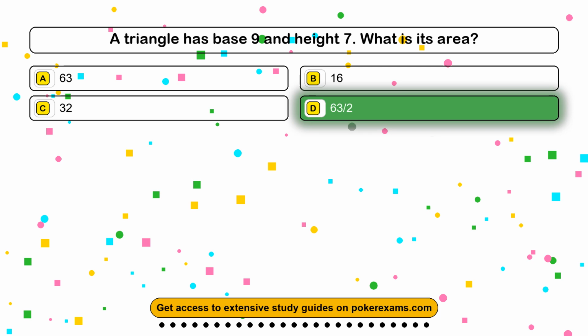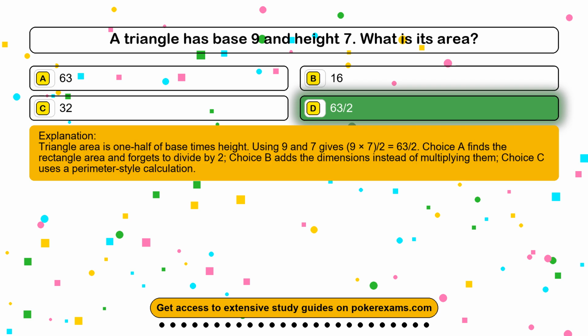The correct answer is option D, 63 halves. Triangle area is one half of base times height. Using 9 and 7 gives 9 times 7 over 2 equals 63 halves. Choice A finds the rectangle area and forgets to divide by 2. Choice B adds the dimensions instead of multiplying them. Choice C uses a perimeter-style calculation.